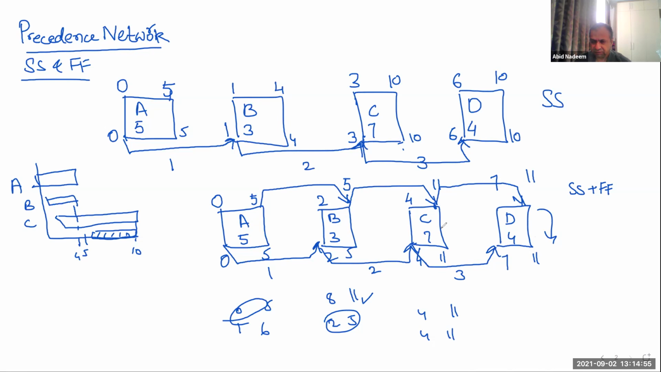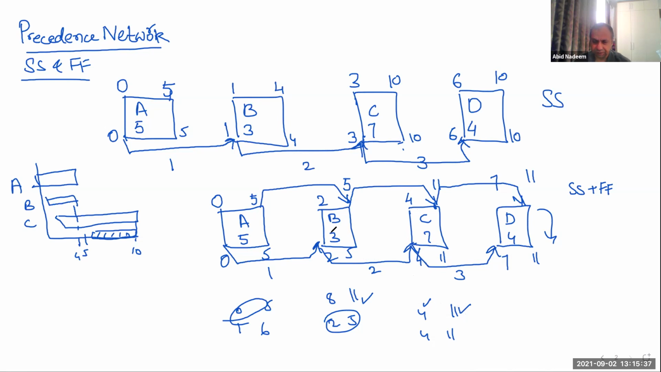From here, we can go to its preceding activity, which is connected by finish to finish. If it is 11, then its finish should be 11, and 11 minus 4 should be 7, so it should be 4. From the start to start, if it is 7, 7 minus 3 is 4, and 4 plus 7 is 11. So both pairs are 4 and 11, and we take the lowest of the two pairs.